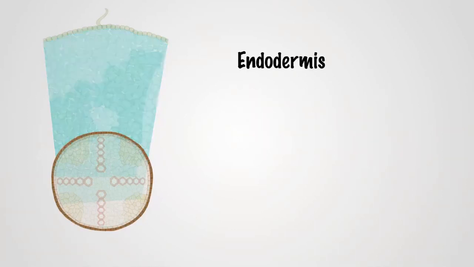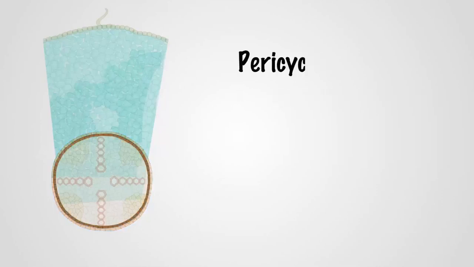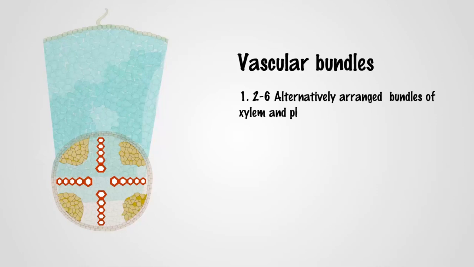Endodermis is a single layer of barrel-shaped cells. It separates the cortex from vascular tissues. The cells of endodermis possess band of thickening called Casparian band. Pericycle is a single layer of thin-walled cells below the epidermis. Vascular bundles are present, 2 to 6 alternatively arranged bundles of xylem and phloem called radial bundles. The center of the root is occupied by pith made up of parenchyma cells.